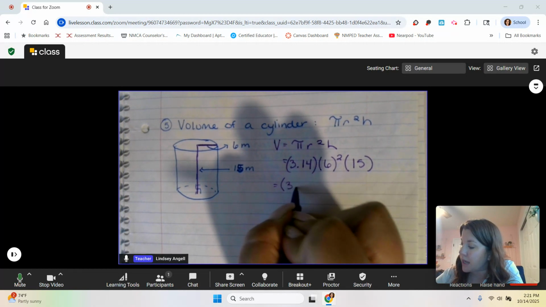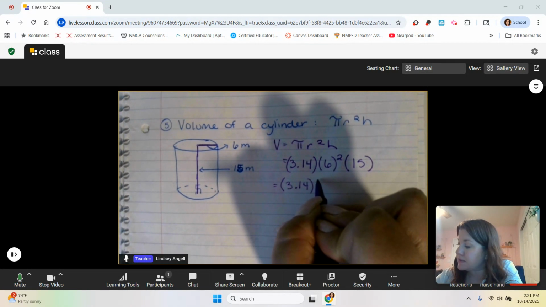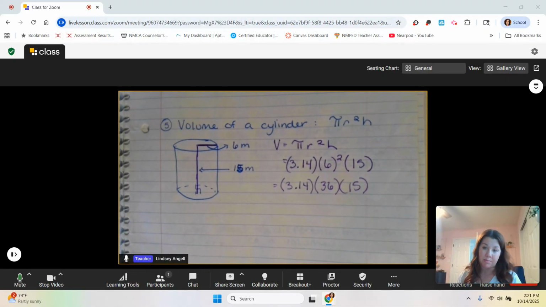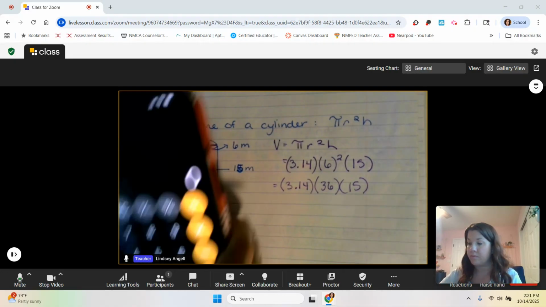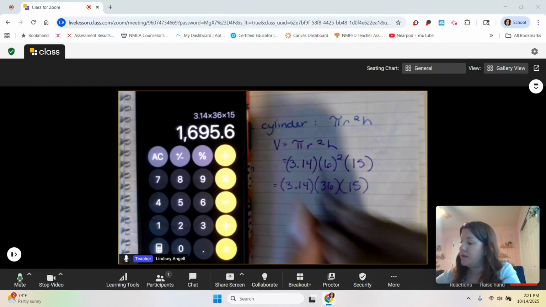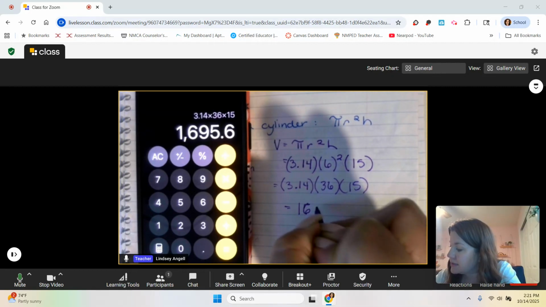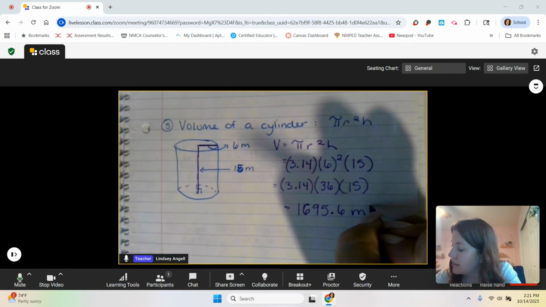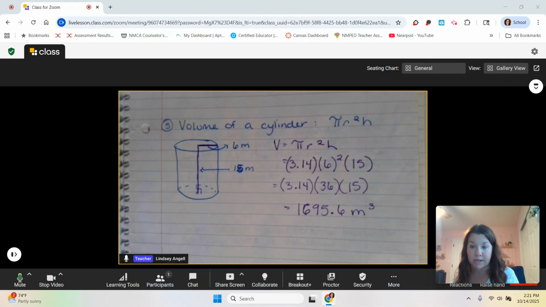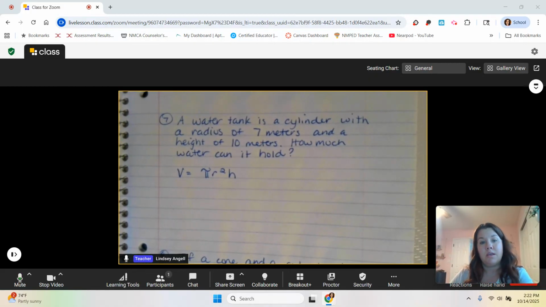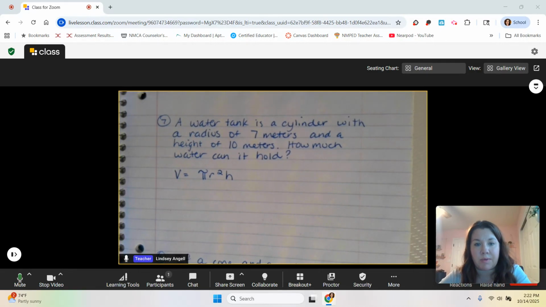So first we will apply our exponent. 6 squared, that's 6 times 6, or 36. And then times 15. I'm going to pull out my calculator. So I've got 3.14 times 36 times 15. That gives me 1,695.6 meters, and since we're talking about volume, that will be a cubed unit. That's a 3-dimensional attribute. Just 3 more, and then we're done. There's only 9 questions on this test. That's not bad.